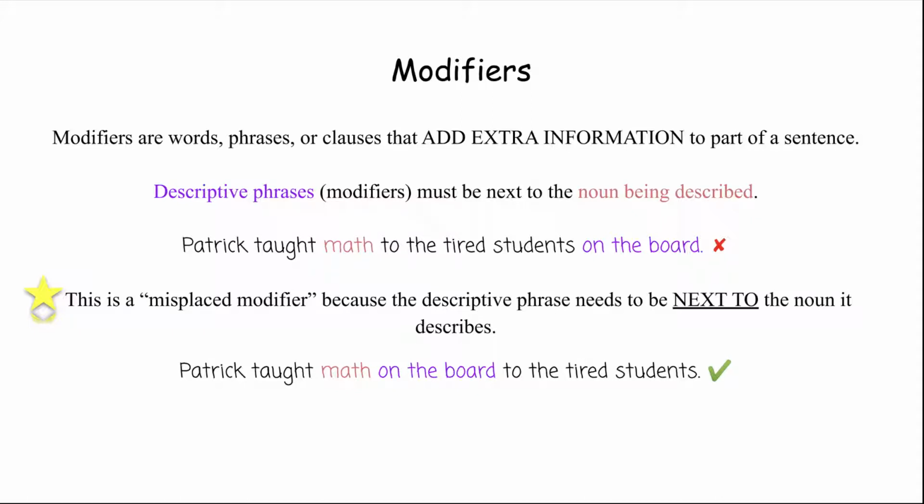So for example, "Patrick taught math to the tired students on the board." Our modifier here is "on the board" in purple, and it's modifying math, right? But this placement makes it sound like the students are on the board, which just makes no sense, is incorrect. So, in order to make this correct, we'd have to move our modifier next to math. And it reads, "Patrick taught math on the board to the tired students." This is correct because it makes it very clear that the math is on the board, not the students.